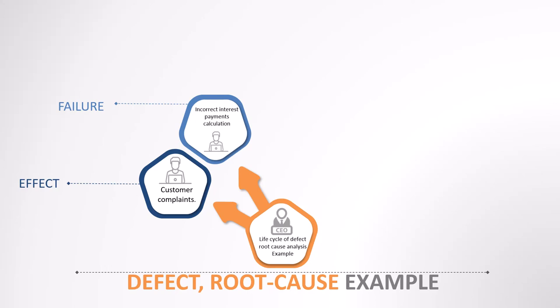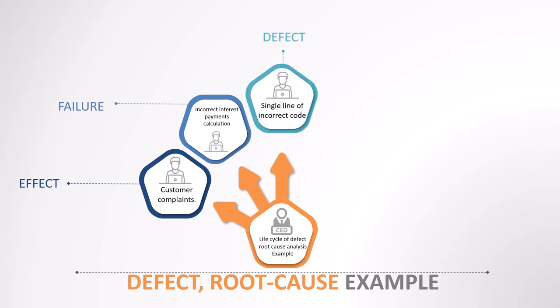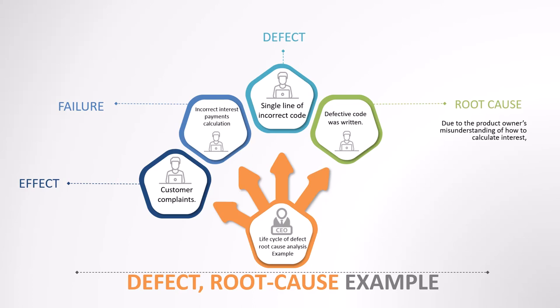This was a failure. When we analyze this failure, we find that it was caused by a single line of incorrect code. When we further investigate this defect, we find out that the wrong code was written because the product owner misunderstood how to calculate interest. This was the root cause of the defect that made the customer complain. So we have this information. The product owner didn't know how to calculate interest, but we can't stop there.